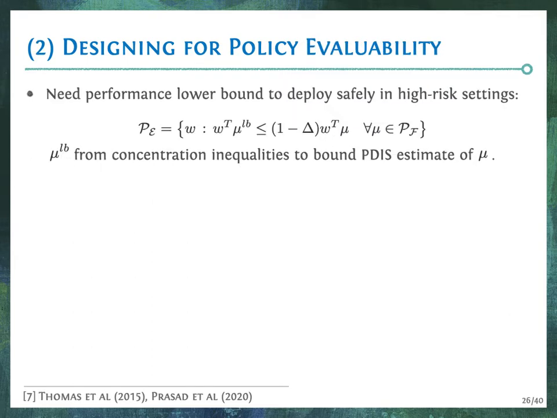Next, we want to ensure our confidence in our evaluation of a learned policy before deploying it in high-risk settings. One possible metric for safety is the ability to calculate a high confidence lower bound on the performance of the policy. Here, we obtain this lower bound by adapting existing concentration inequalities to bound our off-policy estimate of mu. Our polytope of evaluable reward weights, PE, is then defined as those for which the lower bound on performance is within some threshold tightness of the expected performance mu.